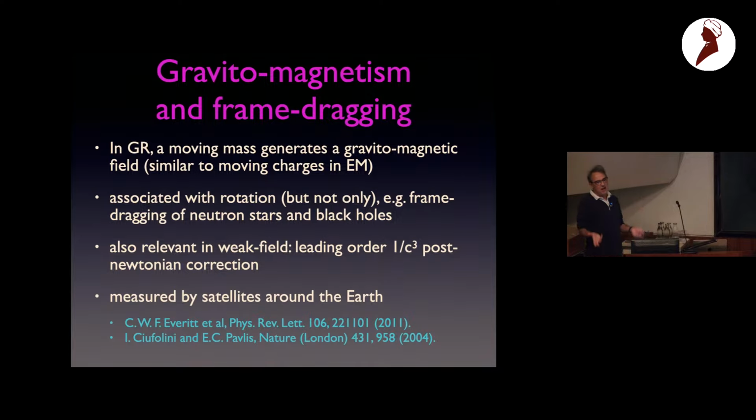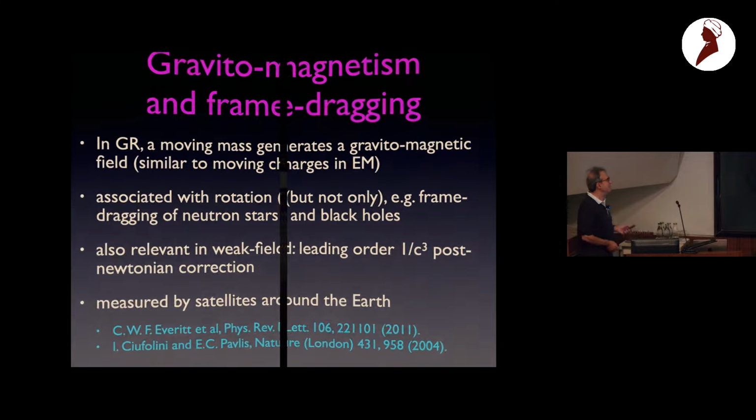Basically in GR, if you have moving masses, you have the same effect as if you have moving charges in electromagnetism. This generates what we call a gravitomagnetic effect, okay? It's associated with rotation, but not only. In general, it's associated with any matter motion. It's important, of course, in strong fields, like neutron stars and black holes, but it is also important in weak fields. In fact, this is an effect that is measured around the Earth. The Earth rotates, and it is a tiny effect, but it has been measured, okay? So let's keep this in mind.